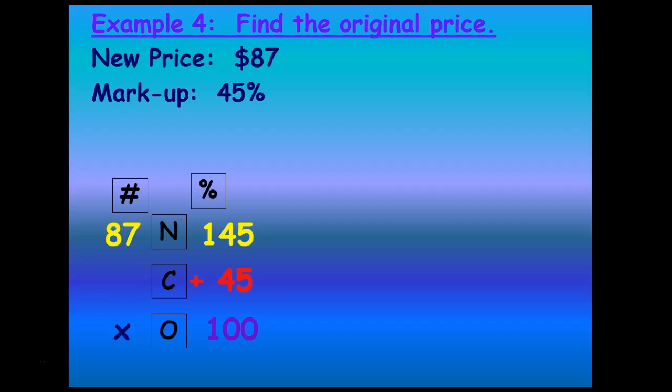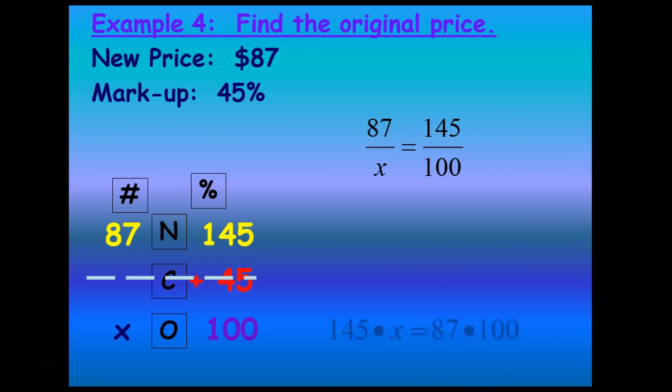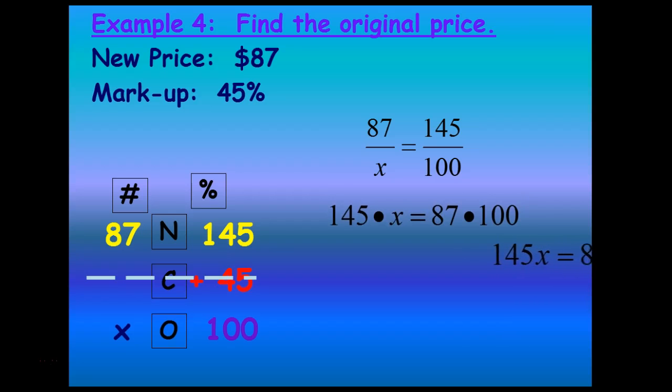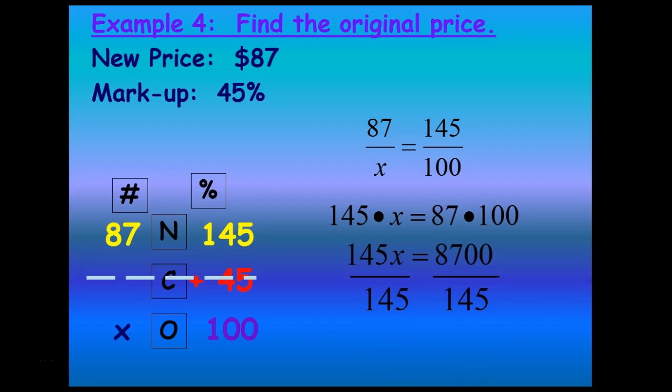And that middle row is the row that does not have something on each side, so we're going to cross that out. And our resulting proportion is 87 over X equals 145 over 100. When we cross multiply, 145X equals 87 times 100. 145X equals 8,700. Divide both sides by 145, and your answer is $60.